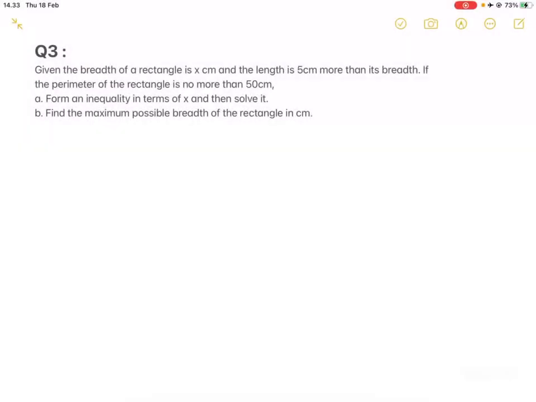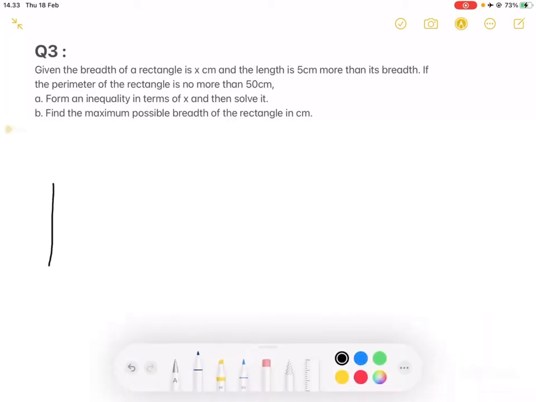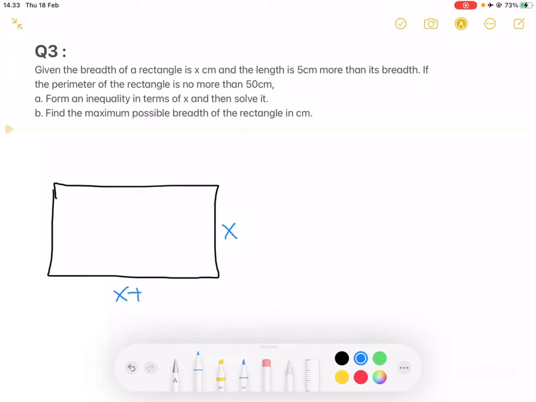Alright, for the third question, given the breadth of a rectangle is x centimeters, so why not just draw a diagram of a rectangle? So the breadth, which is the smallest side, is x centimeters. However, I'm not going to write the centimeters. And the length is 5 centimeters more than its breadth. That means the length is x plus 5 centimeters.